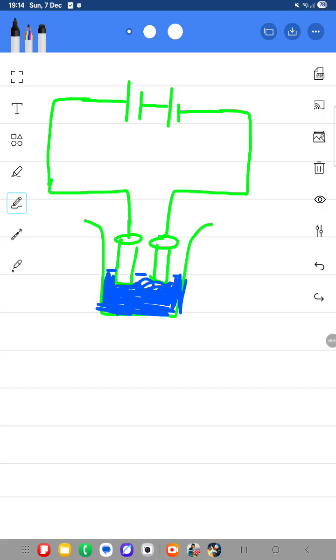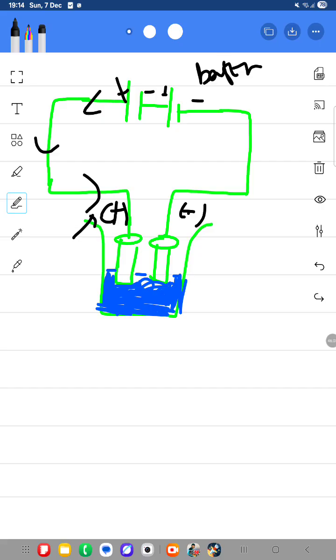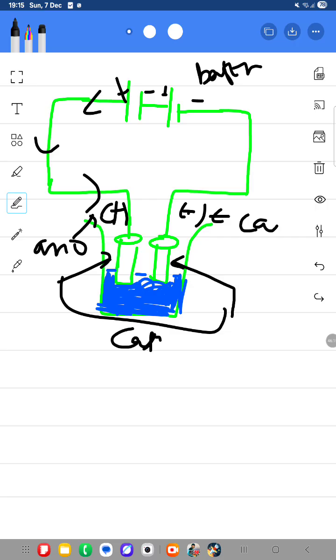So it is a battery. Here we have used a wire for the passage of electricity. This is positive terminal and this is negative terminal. Means this one is anode and this one is cathode. And these two are carbon rods. Why we have used carbon rods here? I will explain you. Carbon rods, and this is water.